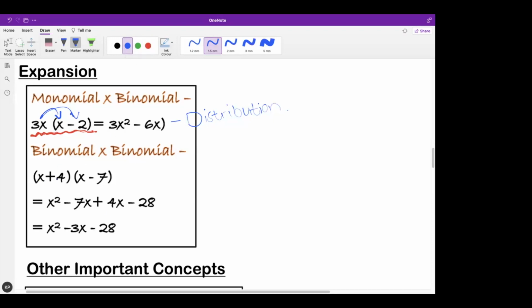And then what is my special word when you have two binomials? So I have an x plus 4 and an x minus 7, and I am multiplying these two together. What is that special term that we gave to this one? What is it called, guys? Let me give you a clue. Nice. No, it's foiling. It is FOIL.